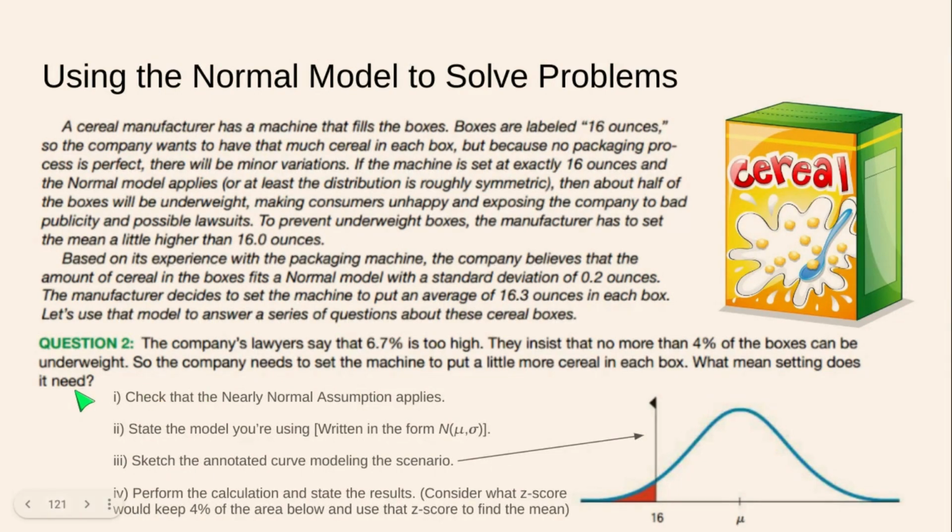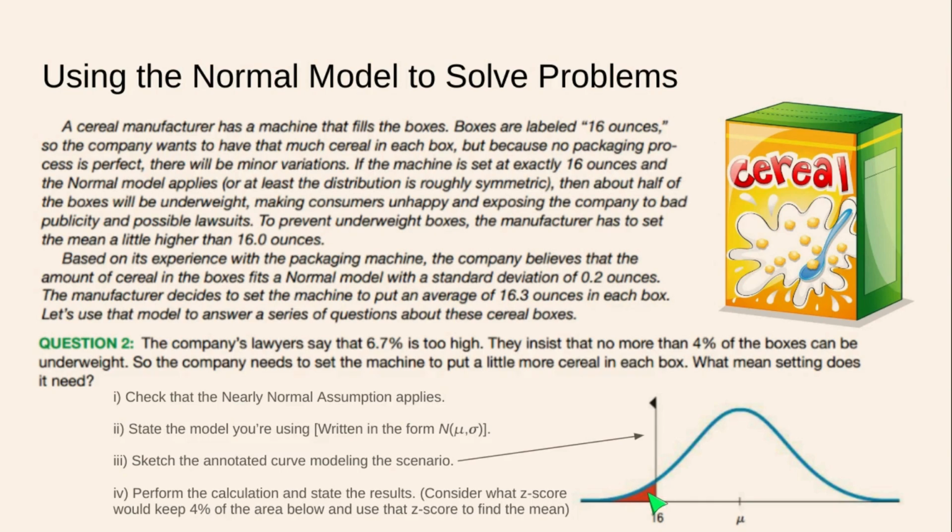So let's break down what's going on. Clearly the nearly normal assumption is going to apply, and we are going to be using a normal model, but this time we don't know the mean, but we still do know the standard deviation. It's going to be 0.2 ounces. We don't know the mean, though. The mean is actually what we have to adjust given a cutoff, okay? And we want this cutoff to be positioned such that this area is 4%. That's where this 4% comes into play. If no more than 4% of the boxes can be underweight, the odds of being underweight can at most be 4%. So what does the mean have to be? How do we adjust our machine to make this area go from 6.7% down to 4%?